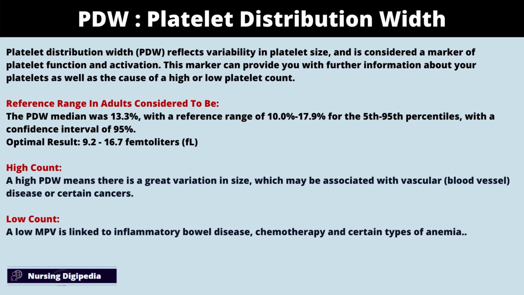A high PDW means there is a great variation in size, which may be associated with vascular, blood vessel, disease or certain cancers. A low PDW is linked to inflammatory bowel disease, chemotherapy, and certain types of anemia.